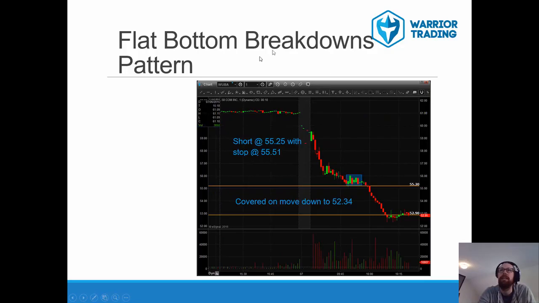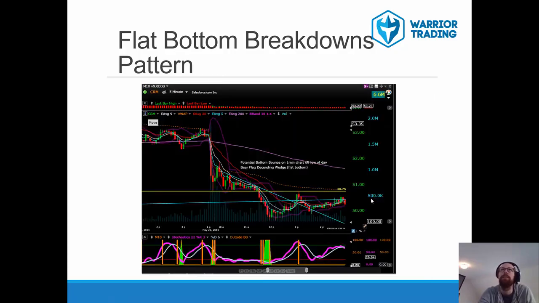Here's a flat bottom breakdown. We sell off and we tap at the low of 55.20 once, twice, kind of three times, and then finally we break through it and sell off. From 55.20 all the way down to 52. I mean, that's a 3-point sell-off. It was substantial. It was not a bad trade. But again, you had to put a lot of money into it.